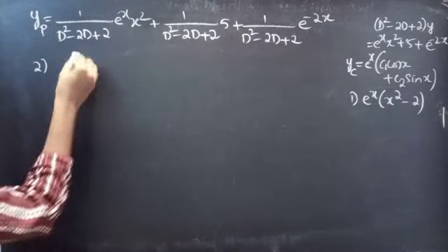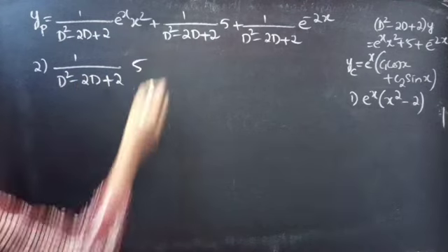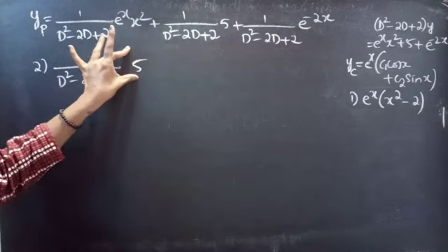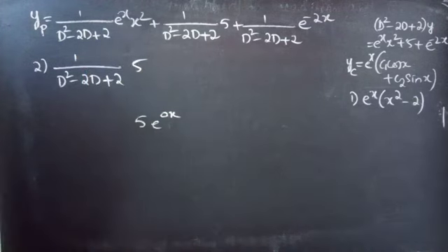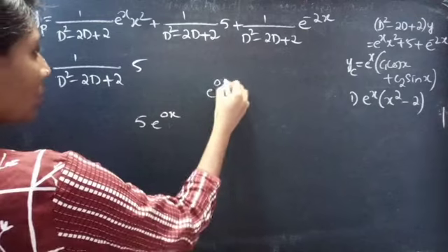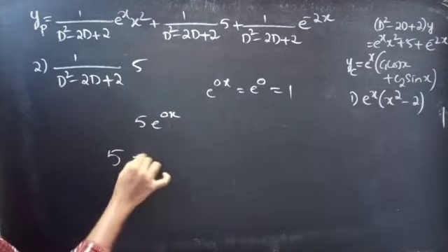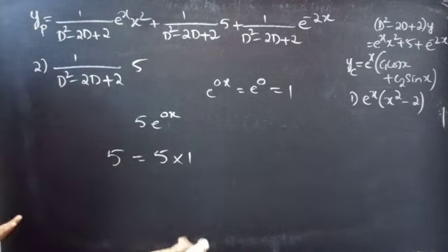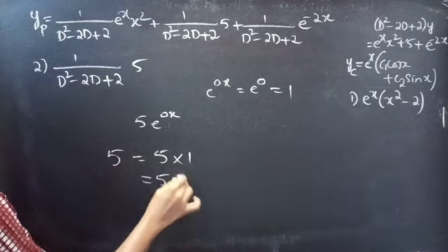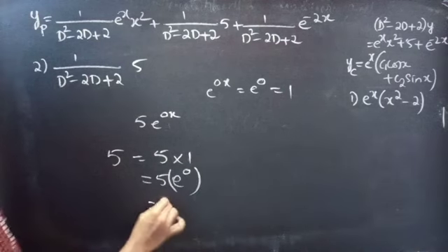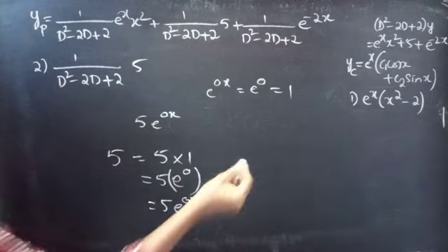Second one, 1 by D square minus 2D plus 2 into 5. So here we have a constant, right? So we can write this constant as 5 into some e power 0x. Since we know that e power 0x is e power 0, which is equal to 1, we can write 5 as 5 into 1, and 5 into 1 is obviously 5. Then we can replace this 1 with e power 0, and also e power 0 can be written as e power 0x.